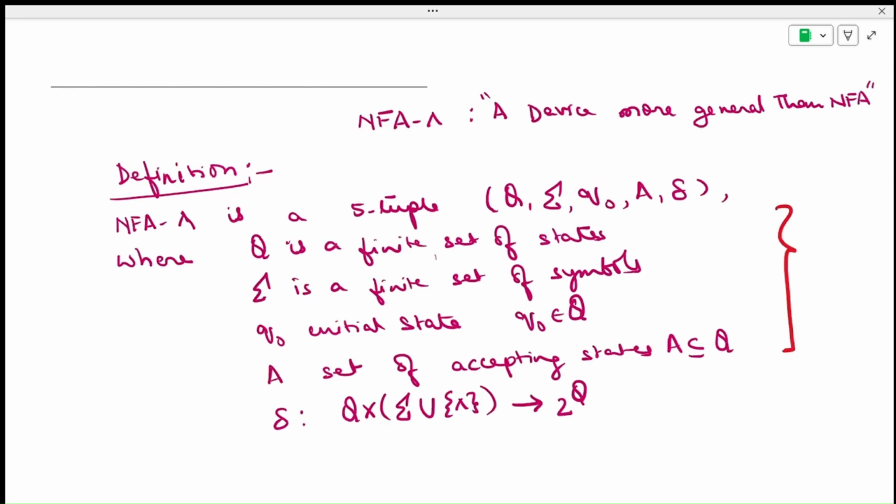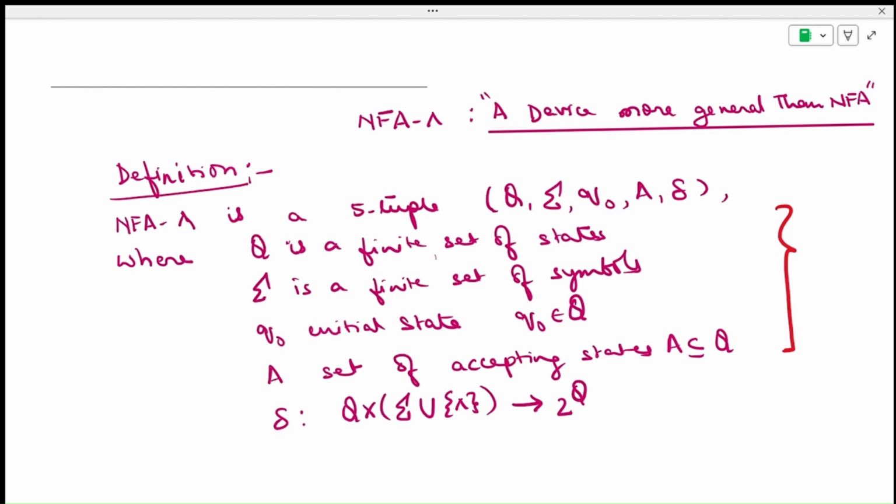NFA with null transition is a device more general than non-deterministic finite automata. We have already seen what are the relaxed rules for non-deterministic finite automata. To all those relaxed rules, we have further added a more relaxed device that has a capability of moving from one state to another state without reading any real symbol. It can move from one state to another state just by reading a null.